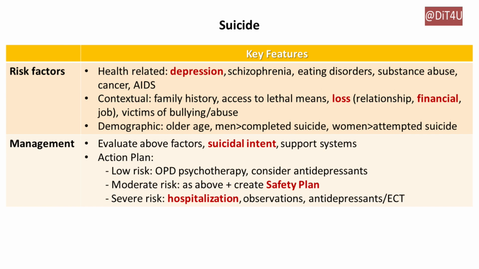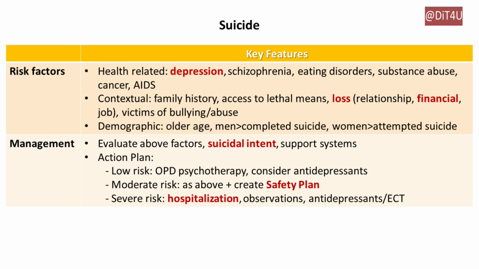Substance use, alcohol, cannabis, cocaine, increase the risk of suicide, okay? Cancer, especially stage 4 cancer, end stage cancer, where there is no hope, increases the risk of suicide. AIDS, progressive AIDS, okay? Full-blown AIDS, again, loss of hope leads to suicidal ideas. Contextual also, depending on the context, family history could be there, so that increases the suicide risk.